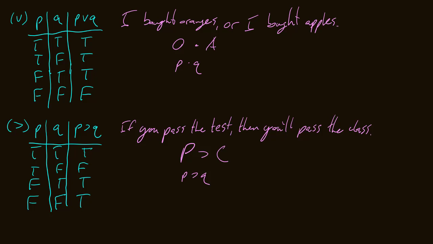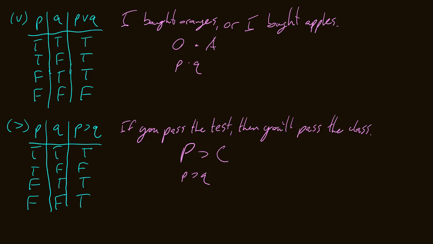But now let's look at the two times where P is false. So, you don't pass the test, but you still pass the class. Would you call me a liar from my original claim, if you pass the test, then you'll pass the class? I mean, I guess we could debate that, but you really shouldn't, right? Because you didn't pass the test, but you'll pass the class. I never said that that wasn't a possibility.